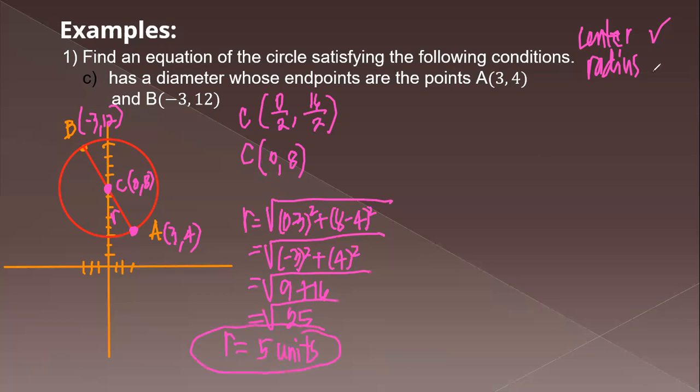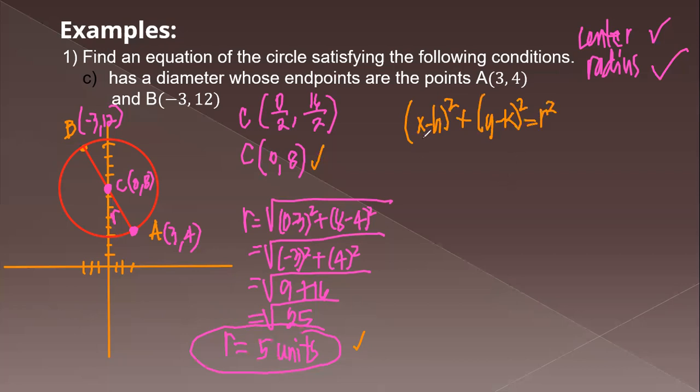So pwede na natin ngayon kuhanin ang ating equation ng circle because we have now the radius and we have the center. Take note that the center is not on the origin. Kita naman dito sa ating graph na wala siya sa origin. So we have to use x minus h squared plus y minus k squared equals r squared.